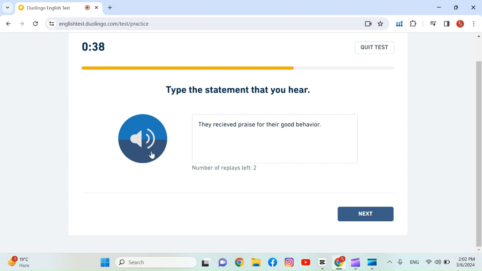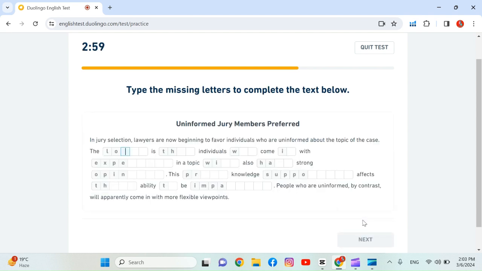They received praise for their good behavior. Next. Uniformed members preferred. In jury selection, lawyers are now beginning to favor individuals who are uninformed about the topic of the case.